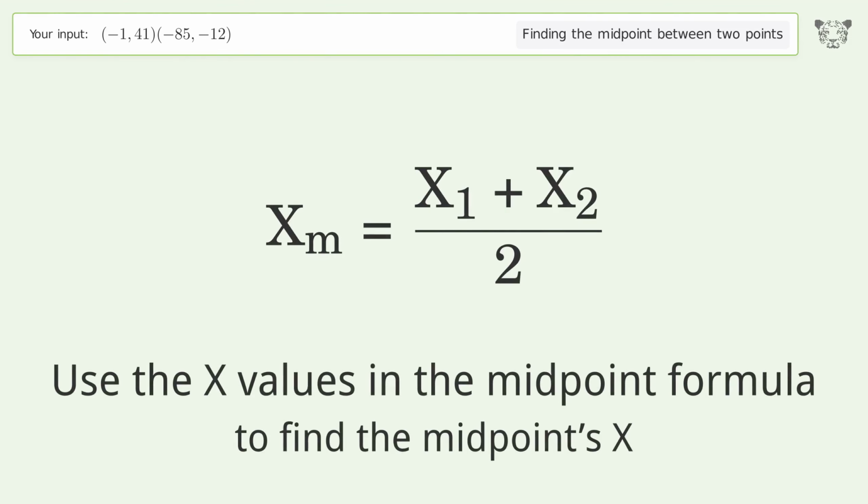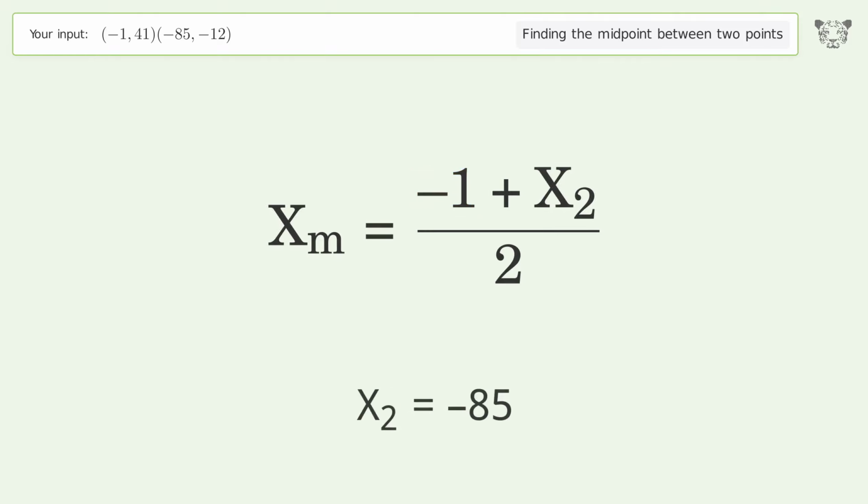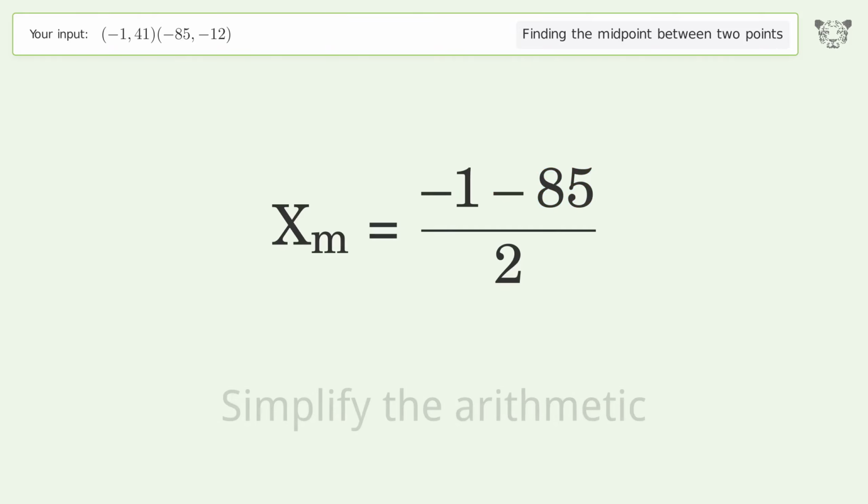Use the x values in the midpoint formula to find the midpoint's x. x1 equals negative 1. x2 equals negative 85. Simplify the arithmetic.